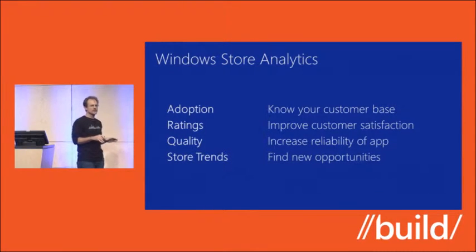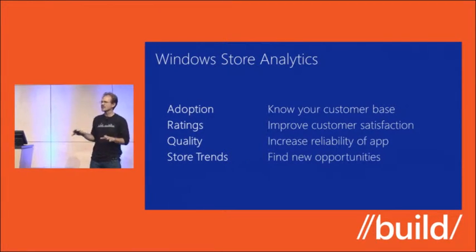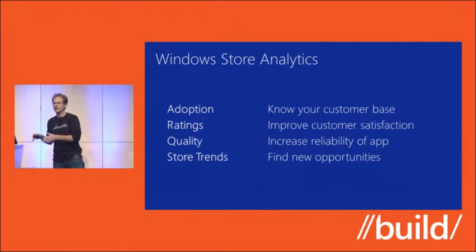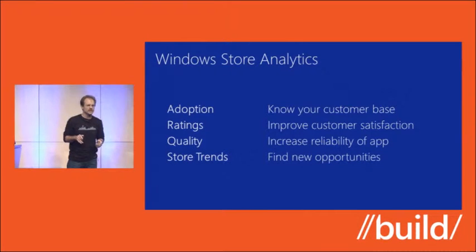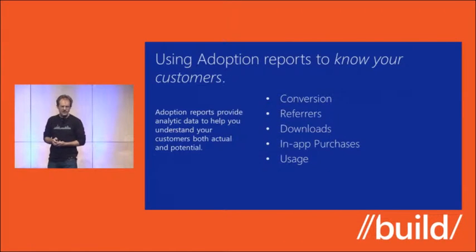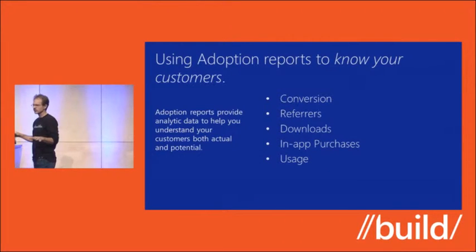And the quality reports are going to help you look at how reliable your application is, and in those areas where it's not reliable, to help pinpoint what those problems are so you know what you need to address. And then the store trends section is where you can go to try to find some new opportunities. So let's just jump right in and start looking at these.